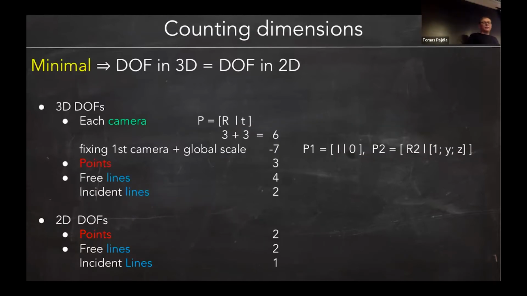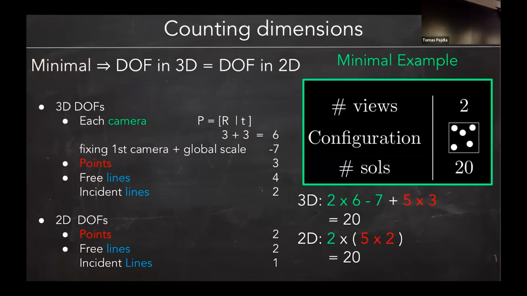So counting, right? We have cameras, points, lines in space. Each camera is rotation and translation, 3 + 3, so 6 parameters. And we have to fix the coordinate system of the world, which is fixing the first camera, and also the scale of the world, which is 7 parameters. So we multiply the number of cameras times 6 minus 7. And then points have 3 degrees of freedom, free lines 4, a line incident to a point only 2. And the similar thing goes in images: points have 2, free lines 2, and incident lines 1. And so we have to count these, and what's upstairs must match what's downstairs, right?